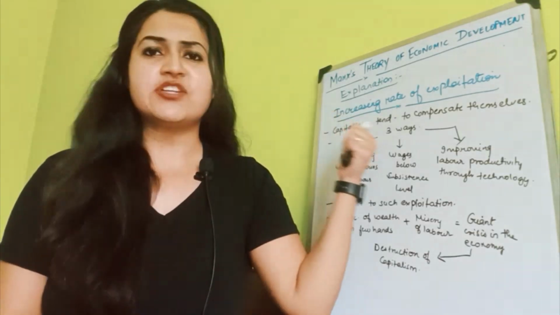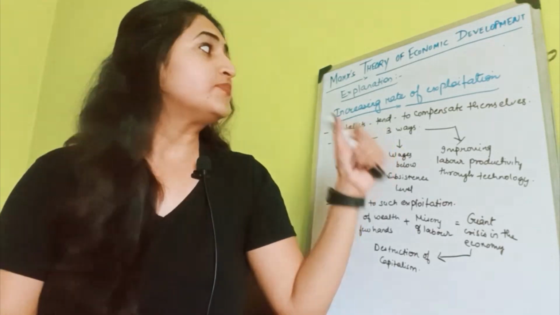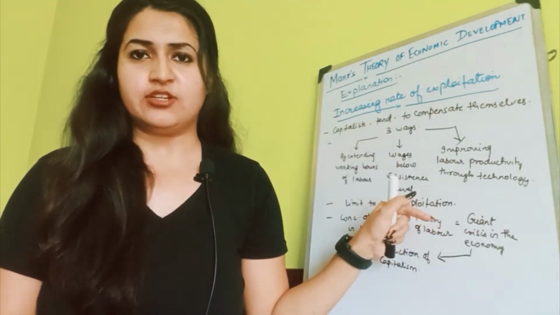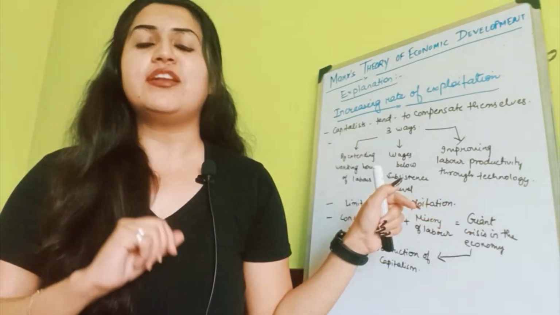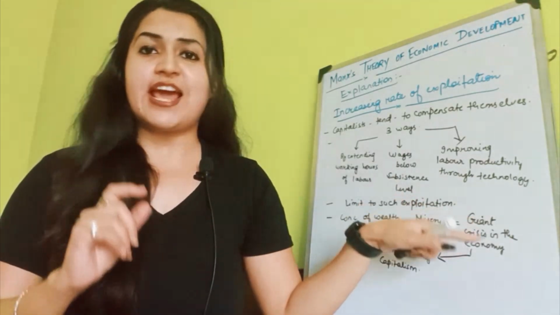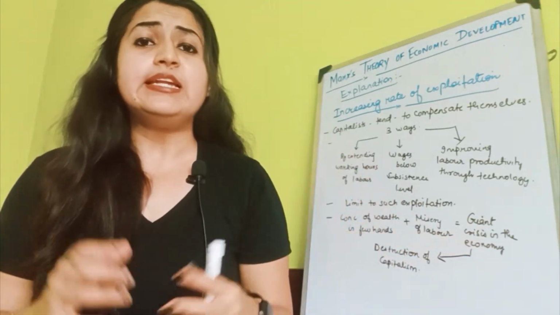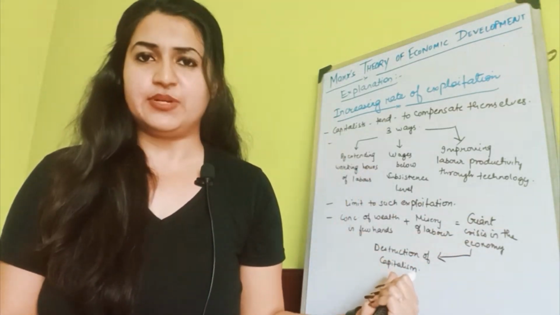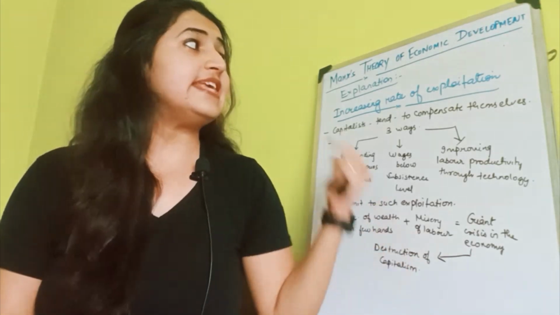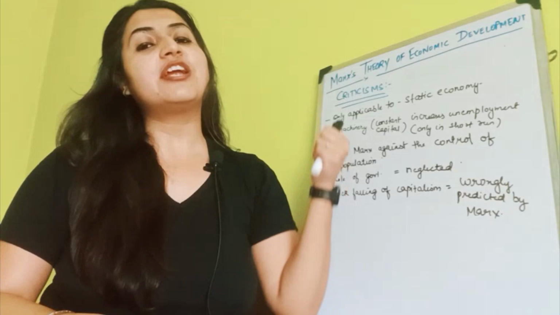However, this rate of exploitation could not go on infinitely. I mean, there's a limit to such exploitation. When the wealth becomes concentrated in few hands, along with the misery of labor, a giant crisis type of situation emerges in the economy, which ultimately leads to the destruction of capitalism. So, this was the explanation of Marx's theory of economic development. Let's look into the criticism of this theory.